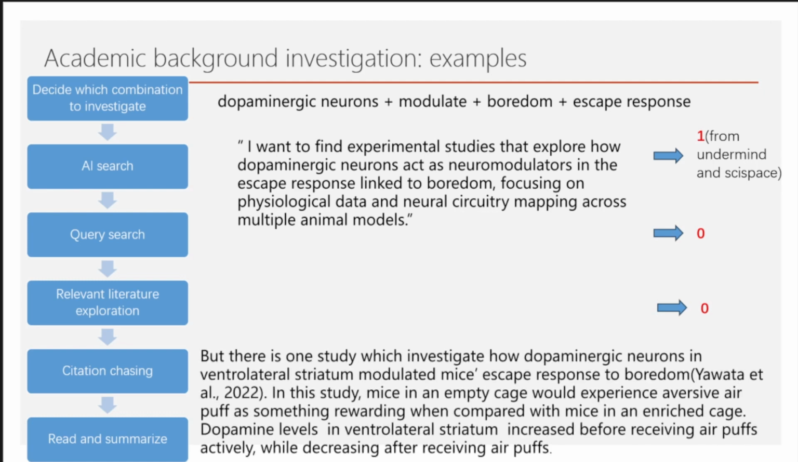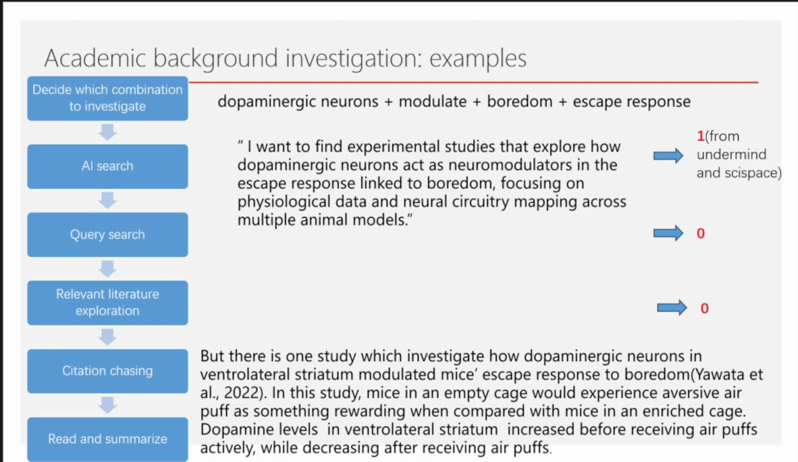Then, based on the abstract of this highly relevant study, the literature review I formed was: there is one study which investigates how dopaminergic neurons in the ventrolateral striatum modulate mice's escape response to boredom. In this study, mice in an empty cage would experience an aversive air puff as something rewarding when compared with mice in an enriched cage. Dopamine levels in the ventrolateral striatum increase before actively receiving air puffs, while decreasing after receiving air puffs.